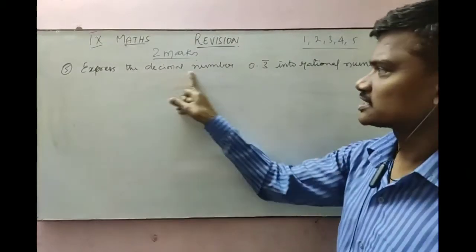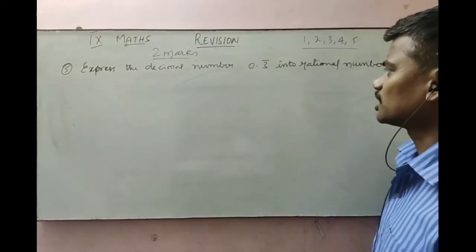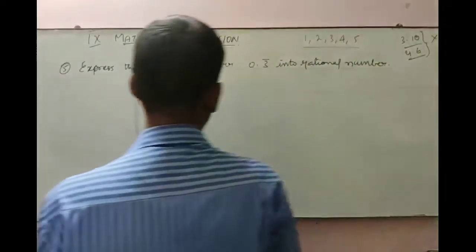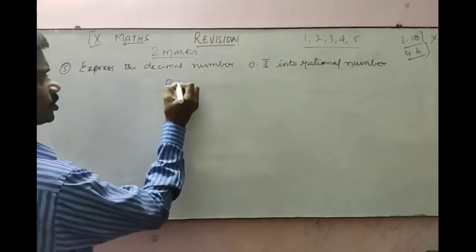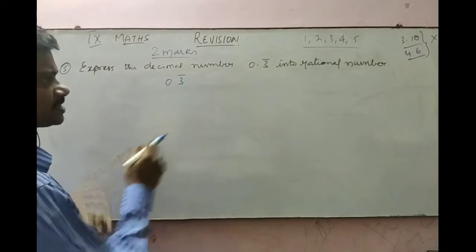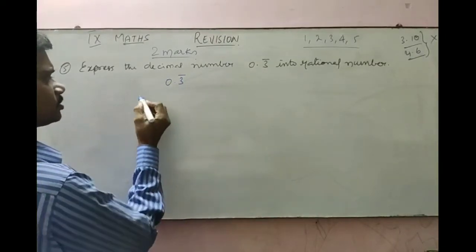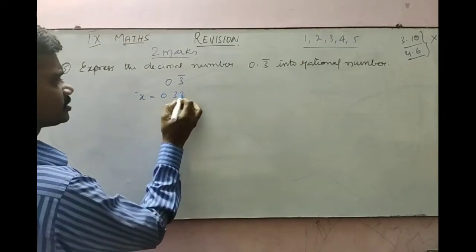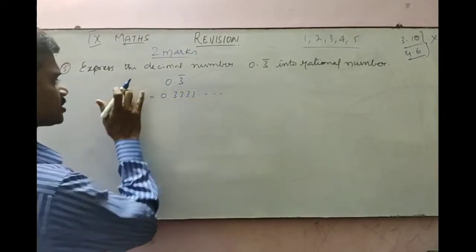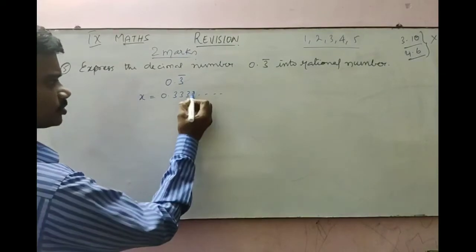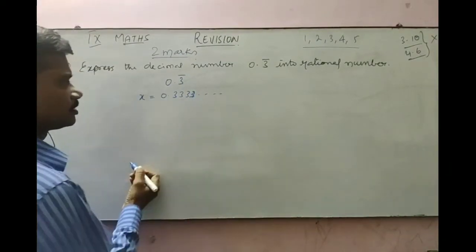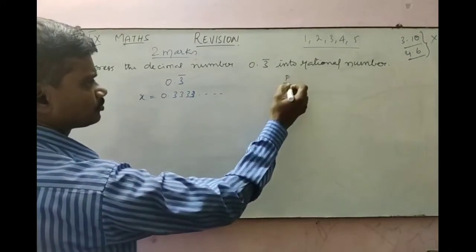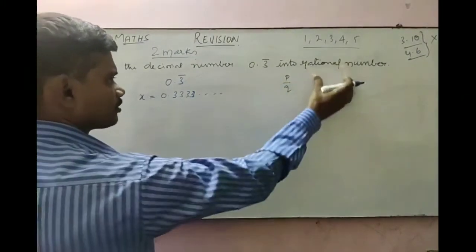Next, express the decimal number 0.3 bar as a rational expression. Here the number given to you is in the form of 0.3 bar, which means it is a recurring decimal. So you can write this as x is equal to 0.3333, which extends up to infinity. We have to convert this repeated decimal into P by Q form, that means rational number form.